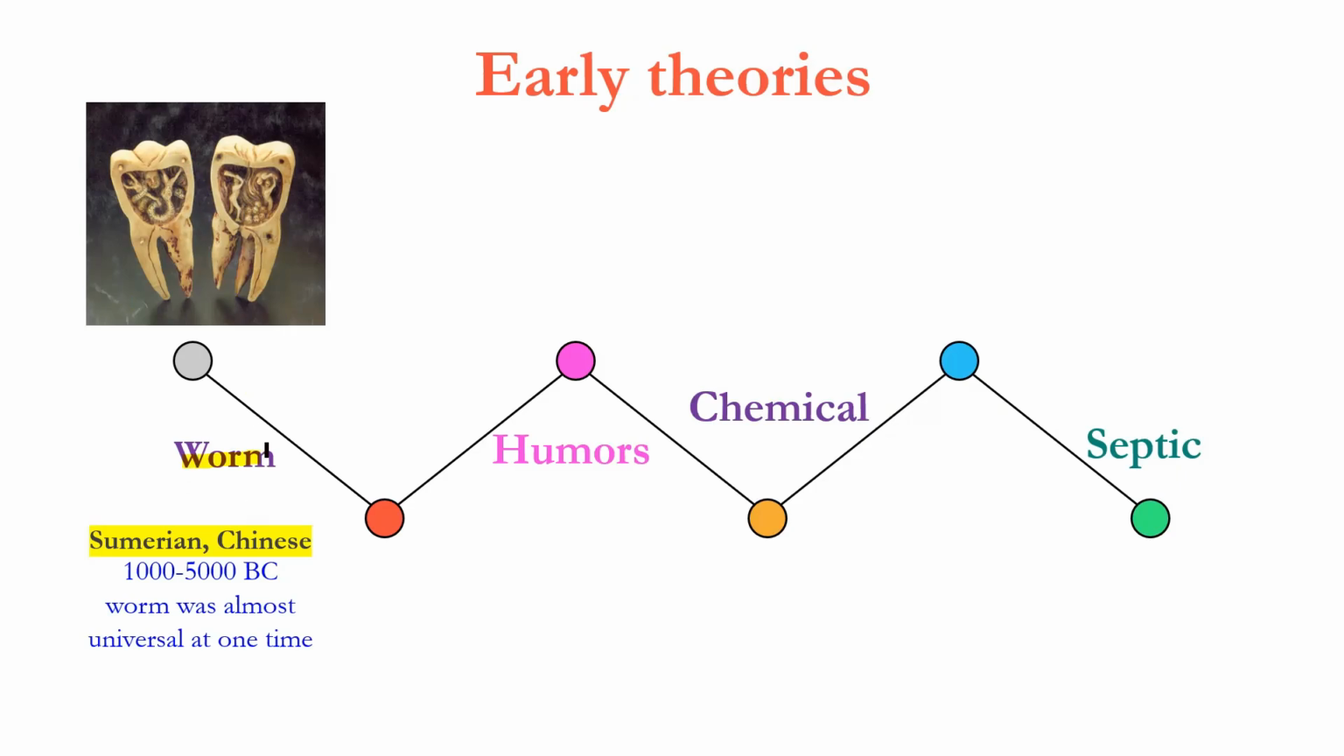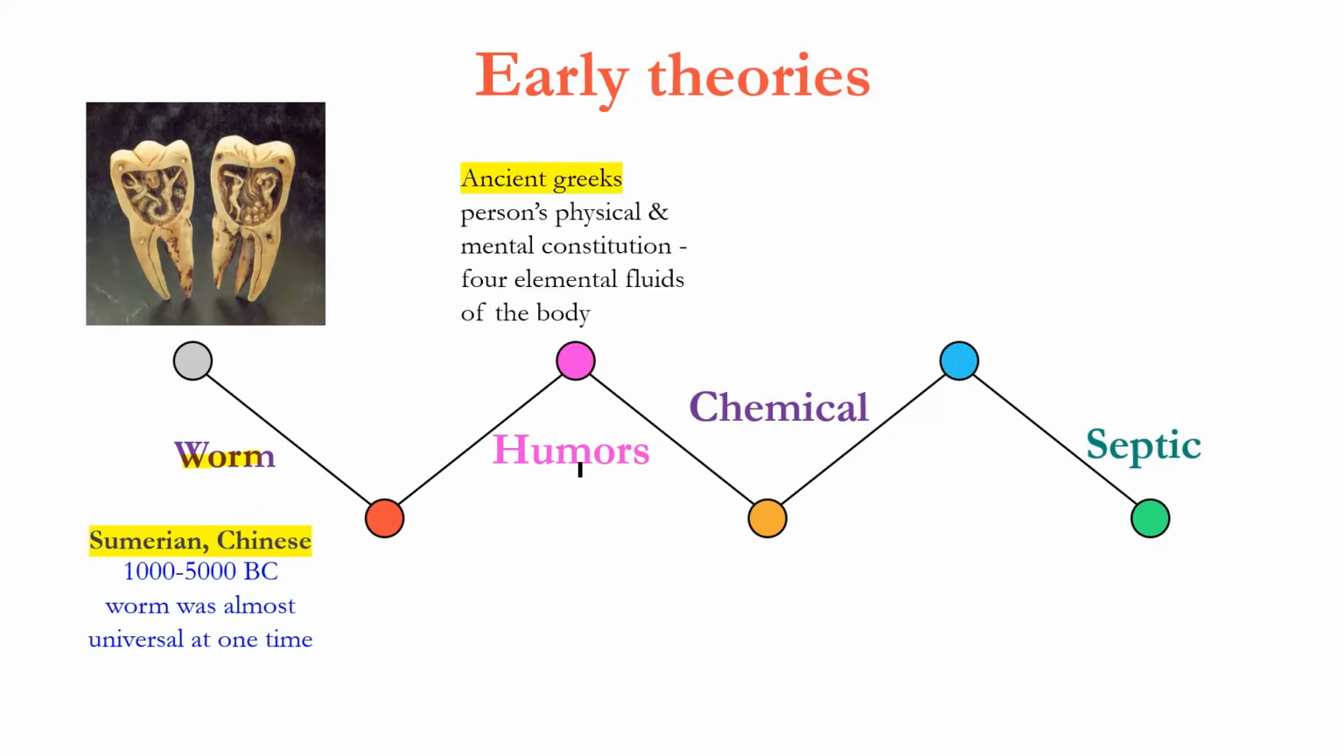So that was what was suggested by the worm theory. The second theory is the humors theory, which was presented by ancient Greeks. Ancient Greeks believed that a person's physical and mental condition depends upon the balance of the four elemental fluids of the body, that is your phlegm, blood, and two types of bile, that is yellow bile and black bile.